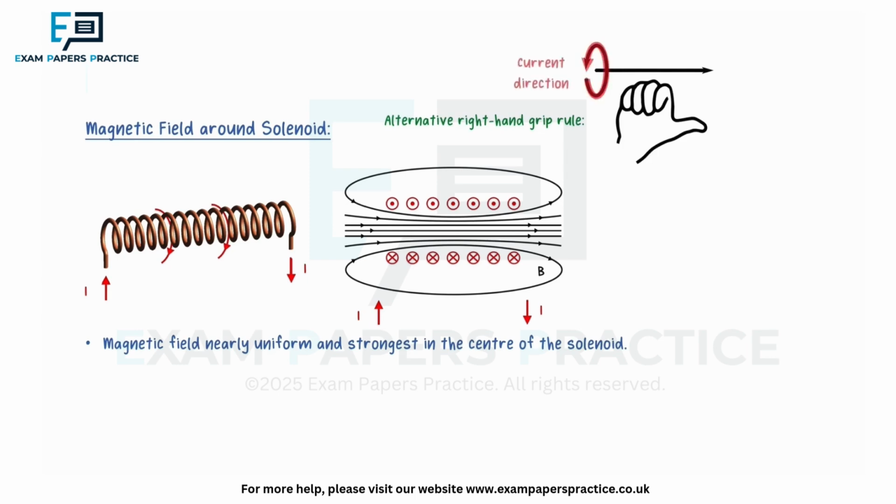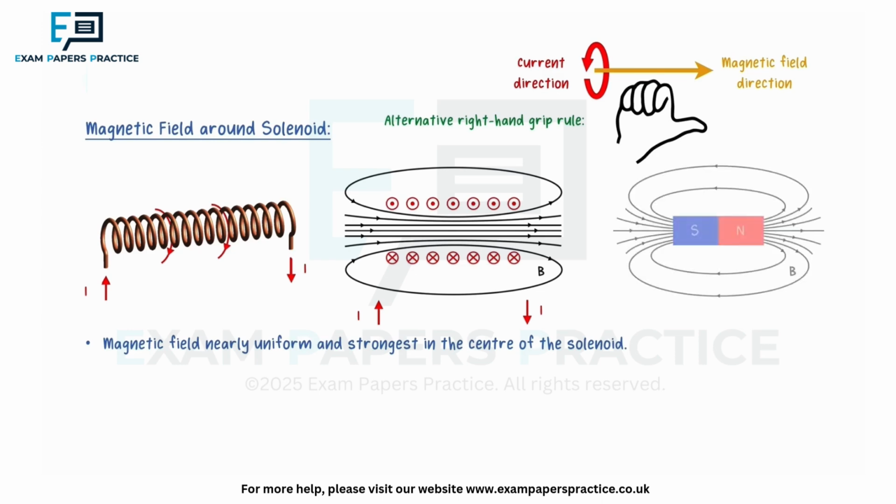By curling the fingers in the direction of the current, the thumb will point in the direction of the magnetic field lines inside the solenoid. So in the given solenoid, curling the fingers in the given current direction will give a magnetic field pointing to the right as shown. Notice how the magnetic field for a solenoid is similar to that around a bar magnet, so we can assign north and south seeking poles to the solenoid.